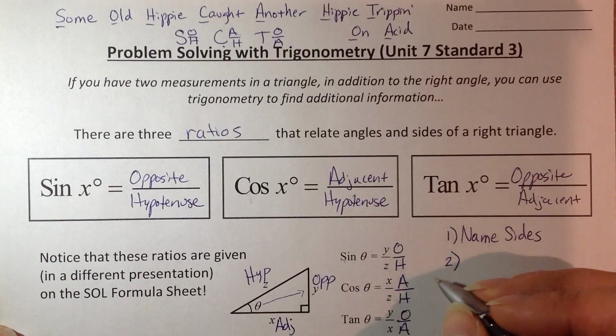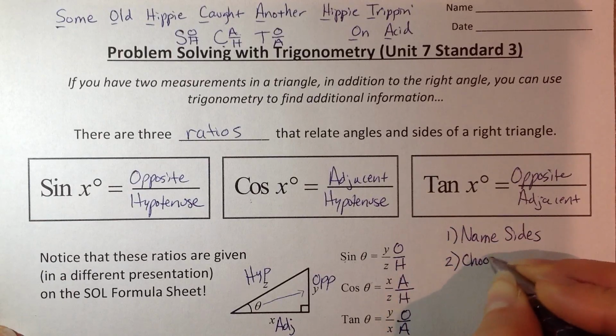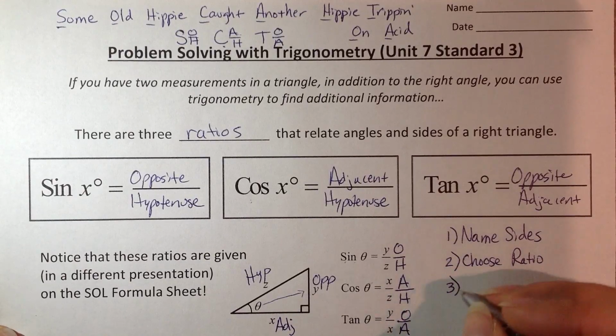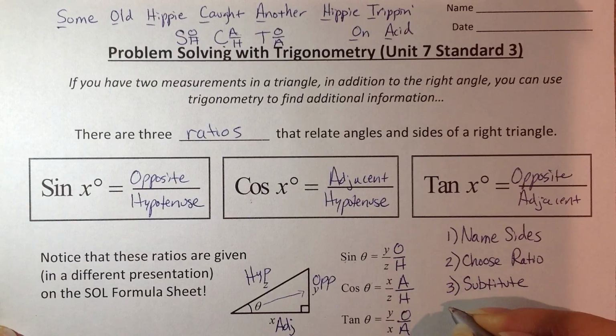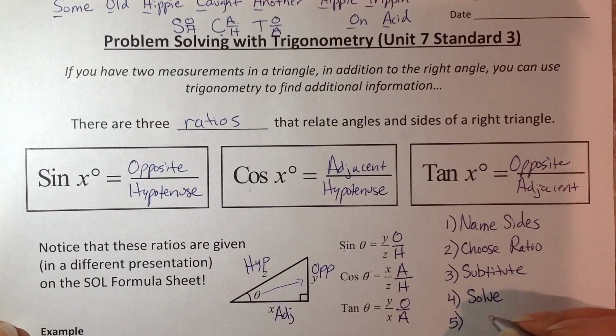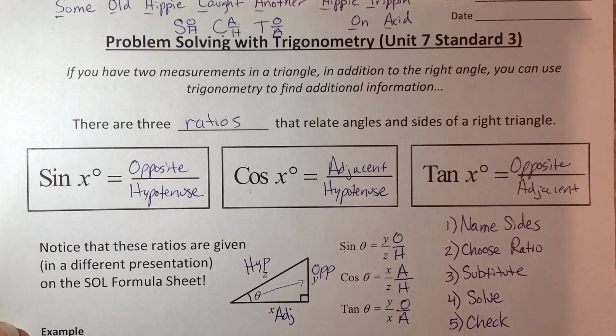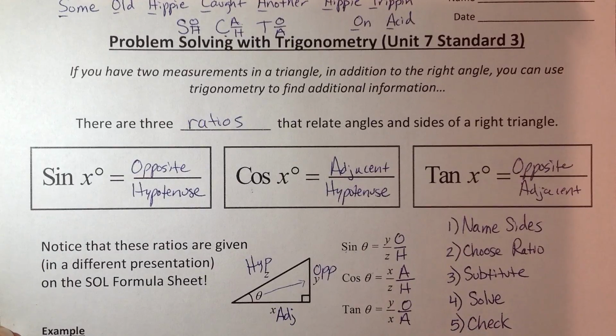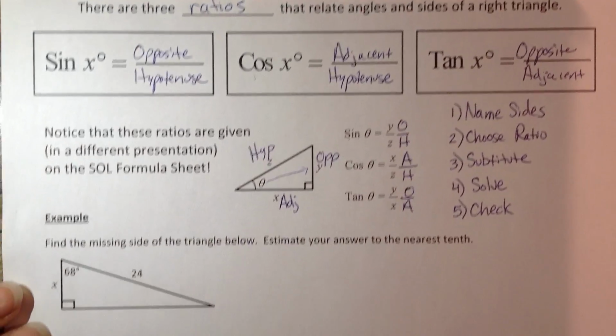Once you decide on the sides, step 2 is going to be to choose your ratio. Step 3 is going to be to substitute into that equation. Step 4 is going to be to solve, and that's where it might vary depending on what you're finding, what you're given. And step 5 is to check your answer, like, does it make sense? Okay, is my answer reasonable for the picture that I have? Most of the time you're able to look at reasonableness on an answer. Degrees, not always.